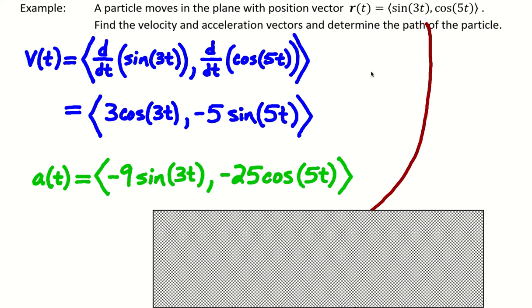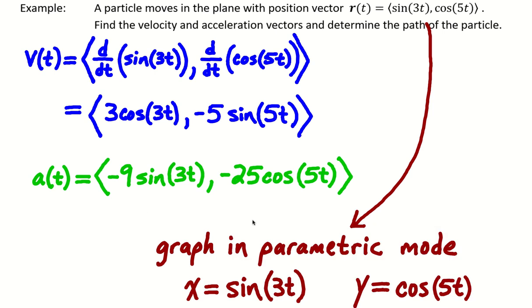I mean, if we wanted to determine the path of the particle at a particular second, we could find the magnitude of the velocity and the angle. But for the overall path of the particle, here's what we're going to do. We're just going to graph this in parametric mode. I think I've already addressed this in a previous video about how you can graph these things.